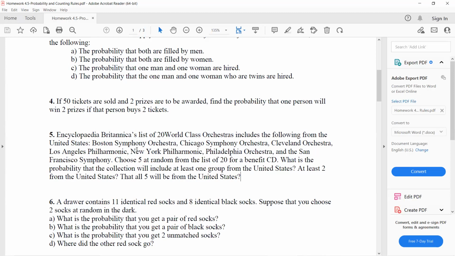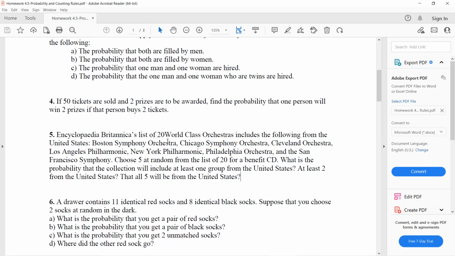So we have 20. Now, do they list all 20? No. That's usually where students get confused. All 20 are not listed. There are 20, but how many are actually listed in the problem? Be careful there.